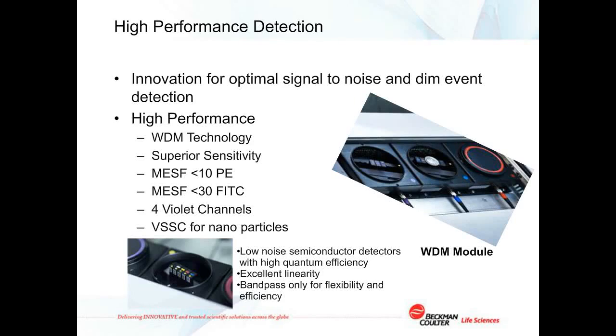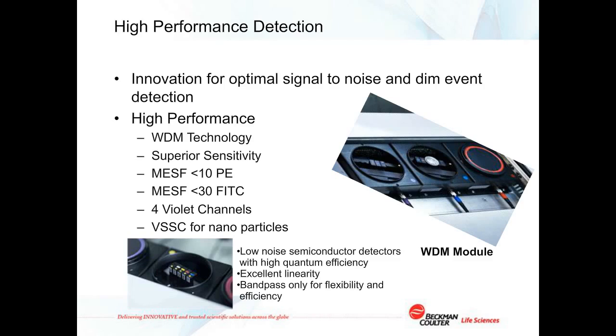In this slide, we talk about the performance. The secret behind the CytoFLEX high performance is the innovative Wavelength Division Multiplexing technology, or WDM, that we use with avalanche photodiodes. How does this work? Fluorescence and scatter light signals are directed to the WDM module via optical fibers. The light is then passed through a series of optics and filters which direct and focus specific wavelengths onto an avalanche photodiode detector.